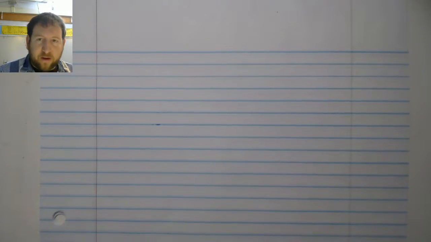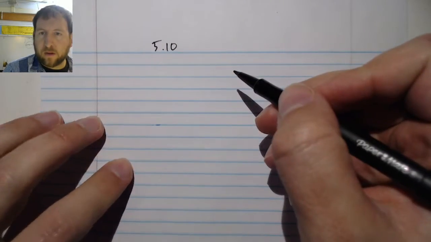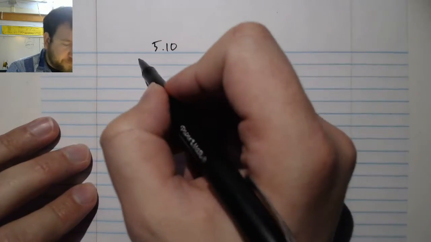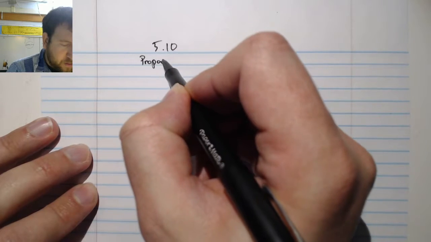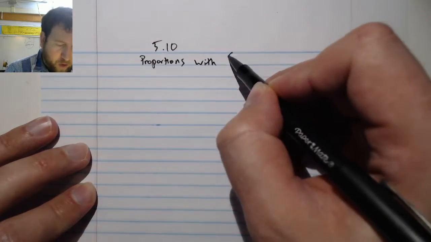All right, continuing on to 5.10. Now, 5.10, we're going to be looking at proportions again with cross products.